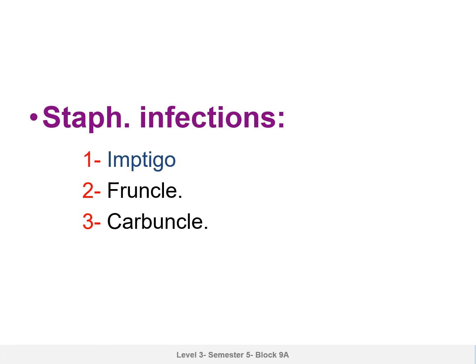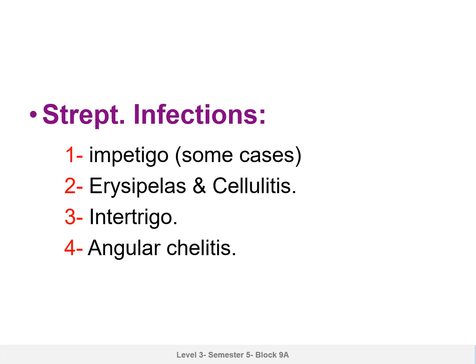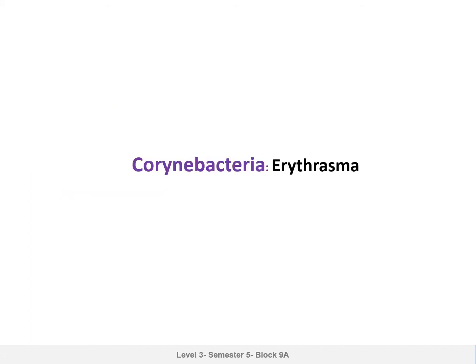What are the diseases caused by staph? Diseases caused by staph include impetigo, furuncle, and carbuncle. Diseases caused by strep include some cases of impetigo, erysipelas, cellulitis, intertrigo, and angular cheilitis. Corynebacteria, which are common bacteria affecting the skin, produce a disease called erythrasma.